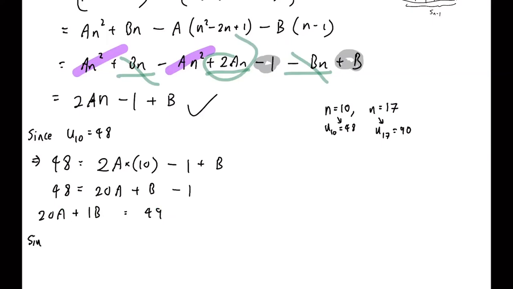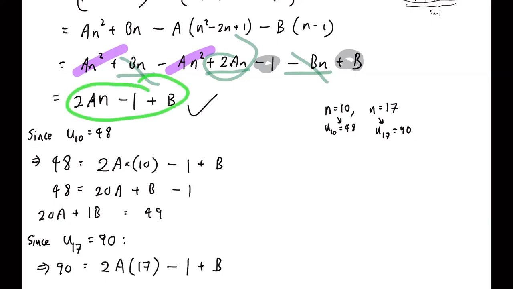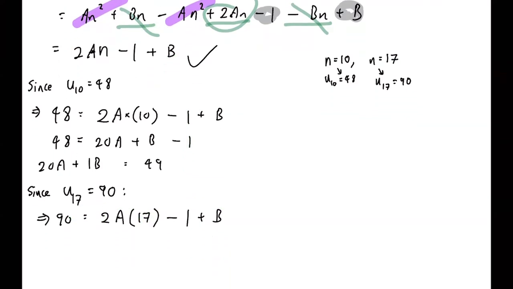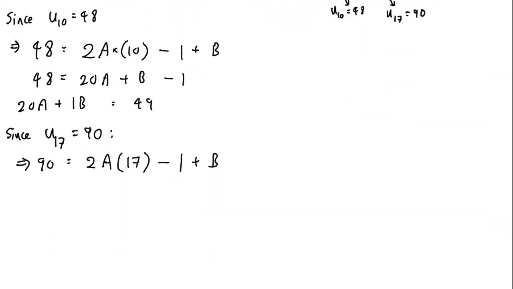Okay, then next, since U17 equals 90, this implies that 90 equals 2 times A times (17 minus 1) plus B. I'm looking at the formula here, then I replace the N with 17, then the U17 is 90. Okay, good. So now I have a second equation in terms of A and B. So simplify: 34A plus B.